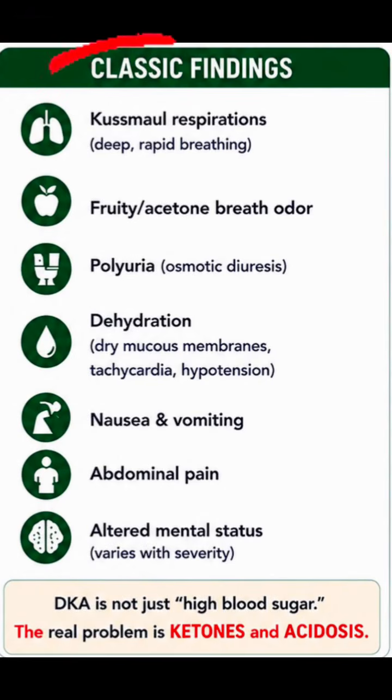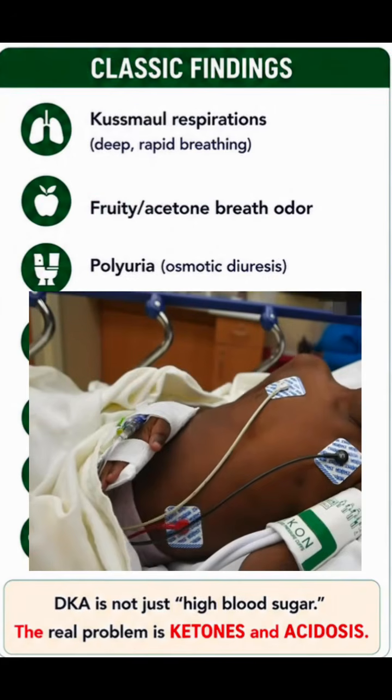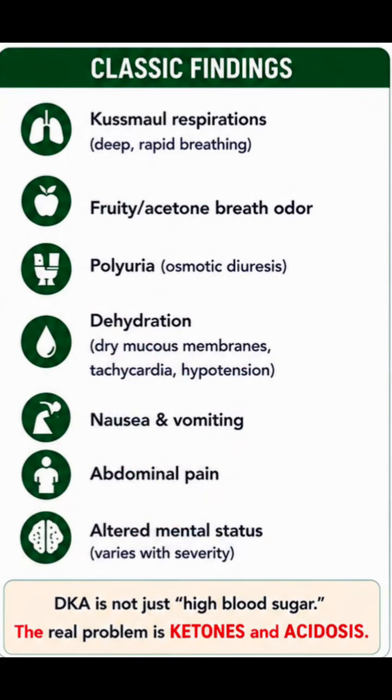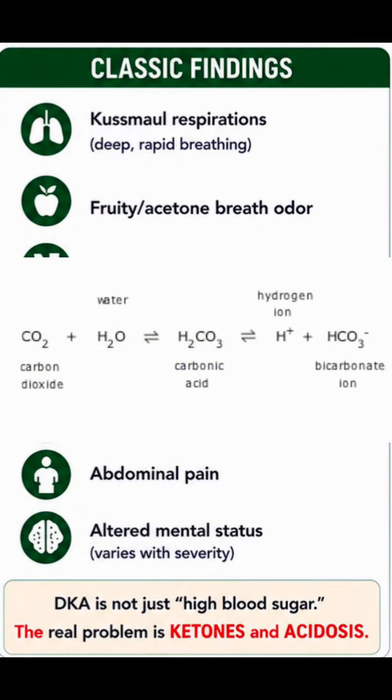One of those being Kussmaul's respirations. And these are deep, rapid respirations that our patients are using to try to blow off CO2. This is how we compensate, because our blood is so acidic that any added extra acid really can throw these patients off. And if you remember, CO2 technically is an acid. So we want to blow this off, and that's why we see this in patients.